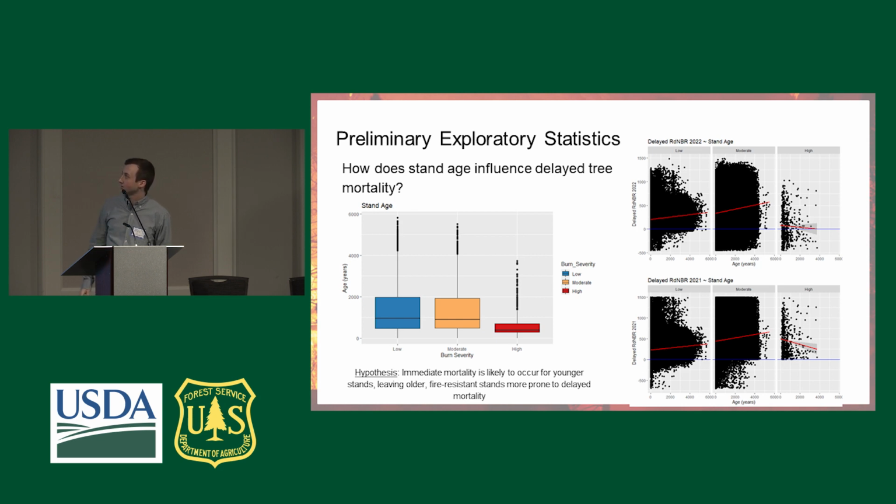And if we look at that versus delayed, these are actually flipped, my bad. 2022 is now on top, 2021 is on the bottom. But we see a pretty linear trend, especially in the low and moderate severity classes, with age on the x-axis and delayed mortality on the y-axis. So as the age of trees gets older, there's more delayed mortality there potentially. We think this could be because it's likely for the younger trees to die immediately, and so they don't have the chance for delayed mortality, like they're already dead. So we might only see delayed mortality happening in those older growth forests.